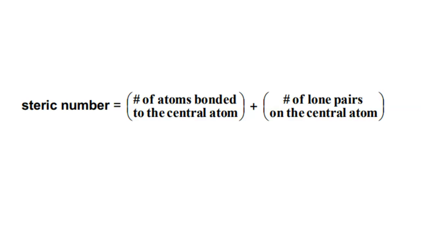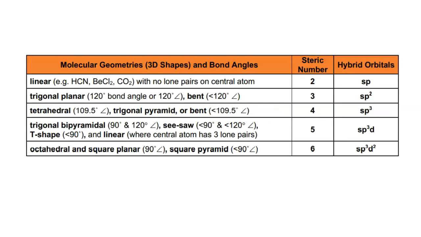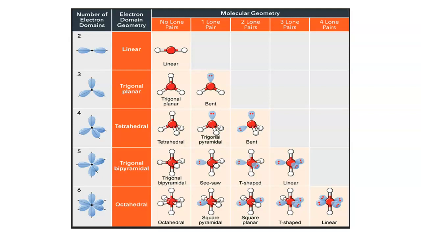Your steric number, or what we're going to call the SN, you might see SN of a central atom, can be used to determine the type of hybrid orbital on the central atom of molecules or polyatomic ions. You can use this formula to find your steric number for a central atom. This table shows you the hybrid orbitals corresponding to each shape and steric number. You can use this very easily along with your VSEPR chart to find the hybrid orbitals you're looking for. This is pretty close to a VSEPR chart.